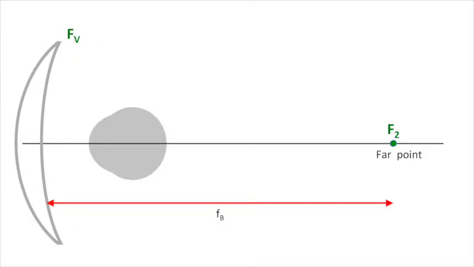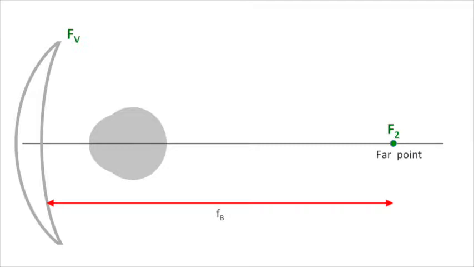So here we've got a hyperope with his or her far point behind the eye, and if we've done our job correctly, we've chosen a spectacle lens whose secondary focal point is at the far point. What that means is the image formed by the spectacle lens for a distant object will be formed at the secondary focal point, and that will become the object for the eye, and since it's at the far point, an image will be formed on the retina.